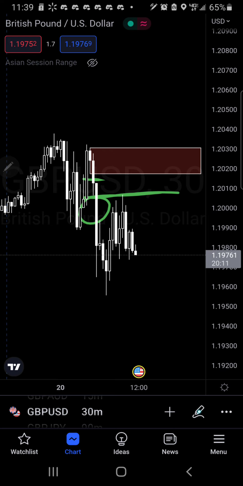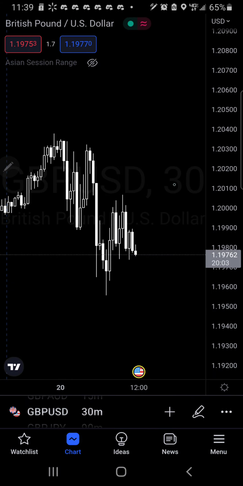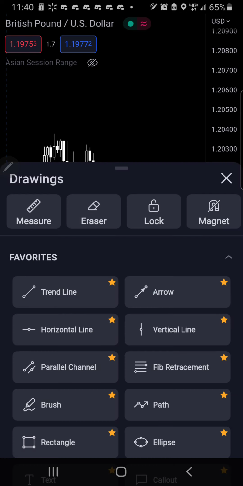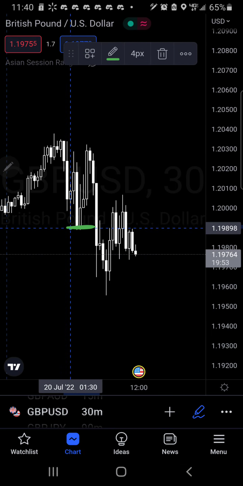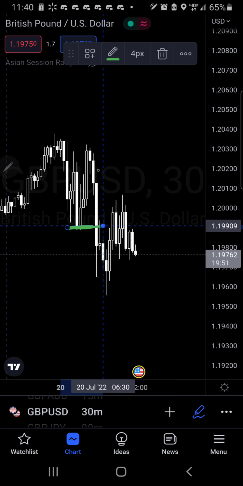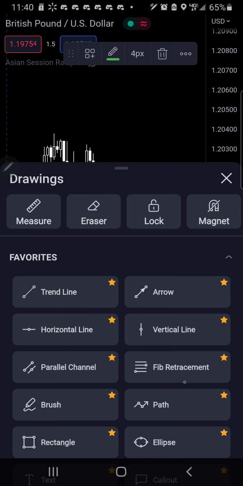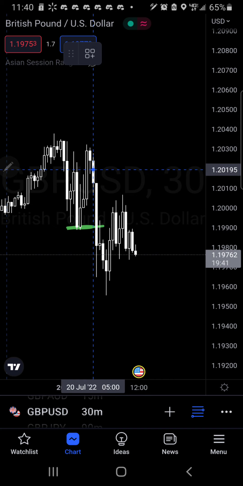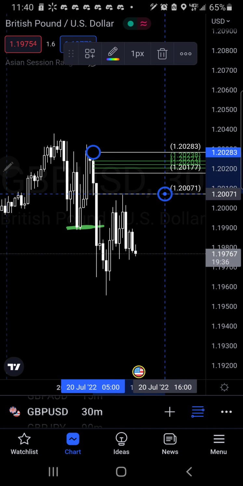Simple. Because of the second criteria that must be met: price must break structure. As you can see, price broke this structure right here. So this would be our zone here. I'm trying to make this as smooth as possible, I'm not used to doing these on my phone. This is our zone right here. And look what happened.